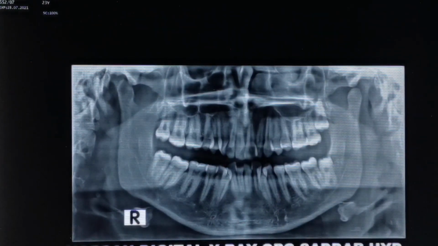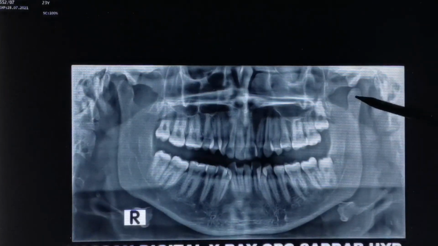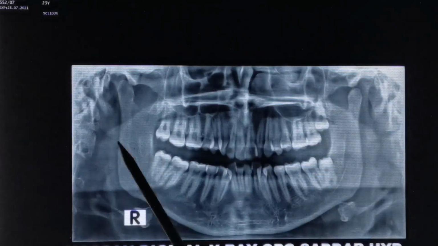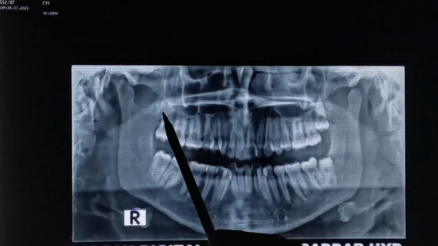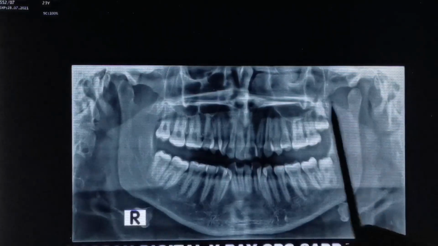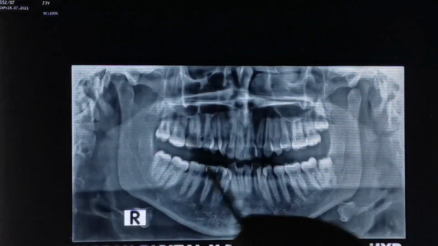Other than the dentition, the teeth, look at this bulgy structure. This is the condyle. Over here is a notch, and further extending anteriorly there is another structure called the coronoid. On the right side you can see it clearly here. Bilaterally, on both sides, you can see the condyles, the coronoid, and the notch.